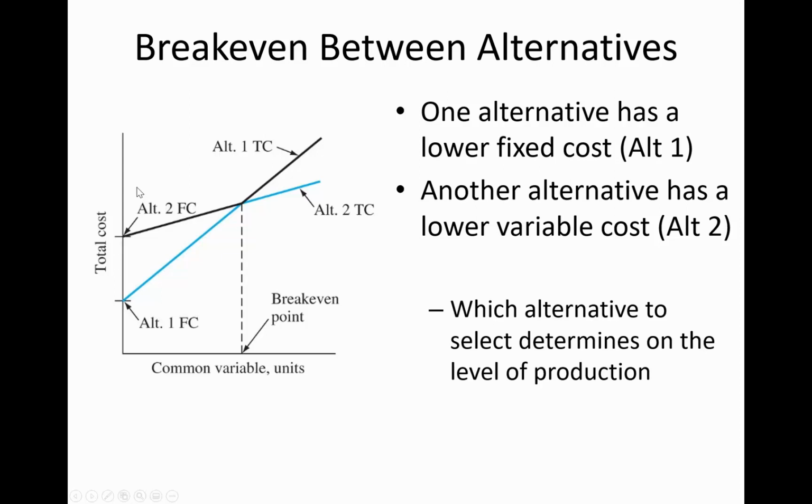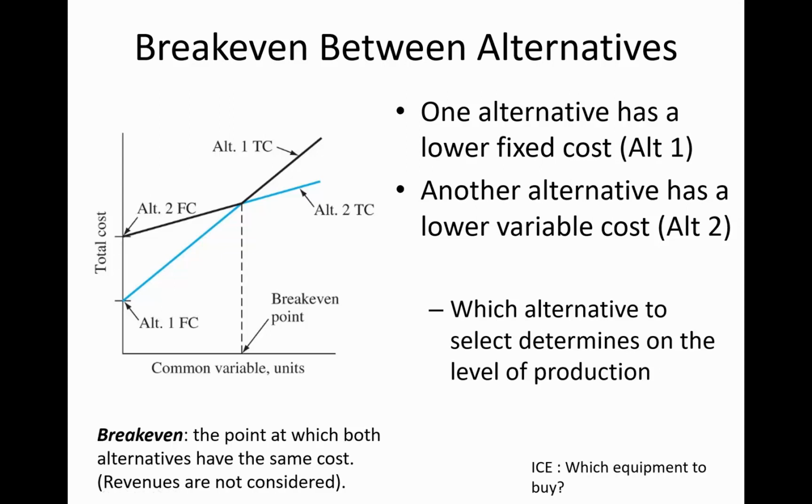So the slope of those two curves is going to determine the optimal level of production for a given piece of equipment. So here we're defining break-even as the point at which two different equipment alternatives have the same cost. And we can determine this even without looking at the revenue.